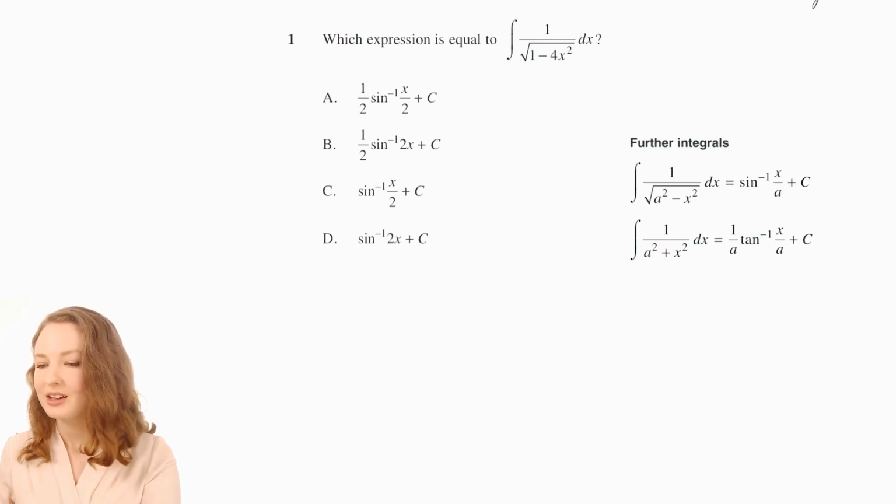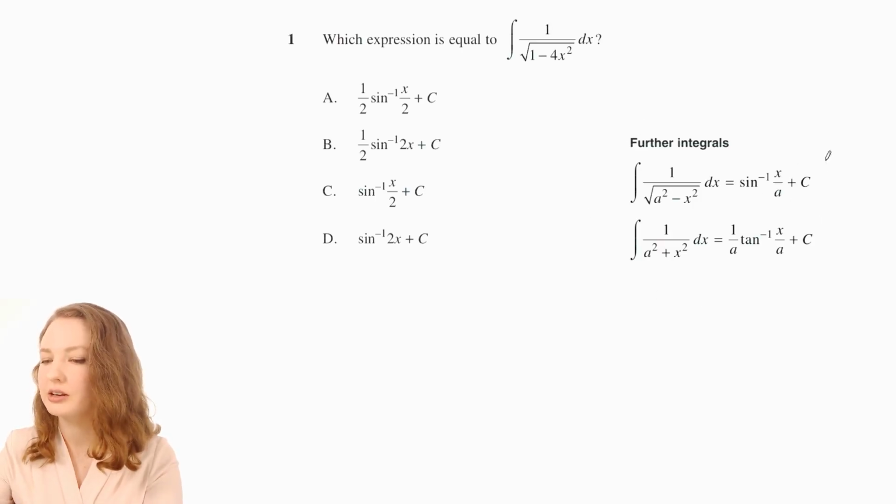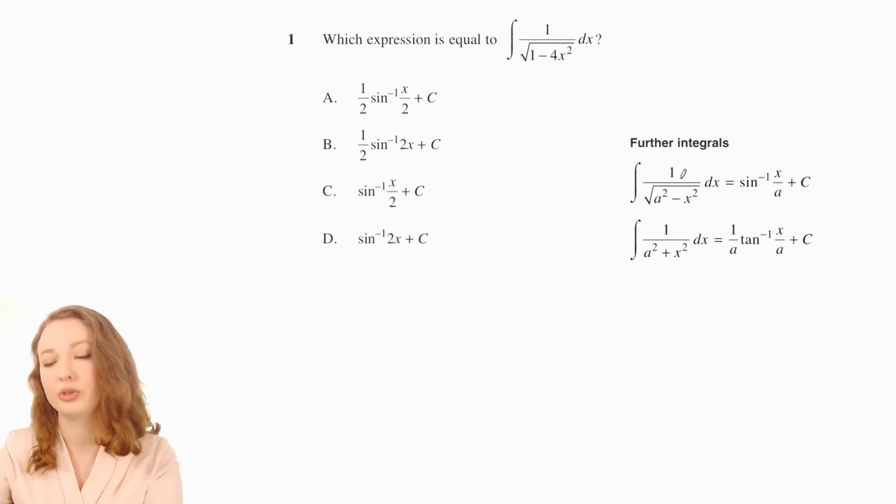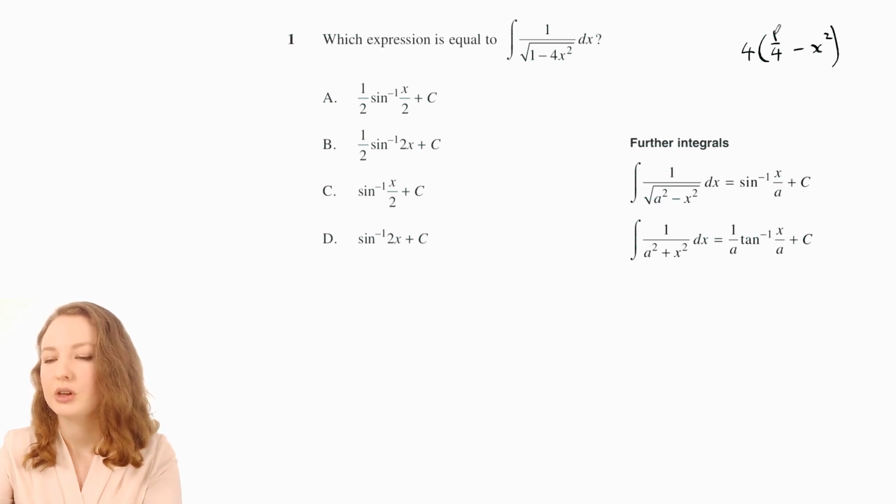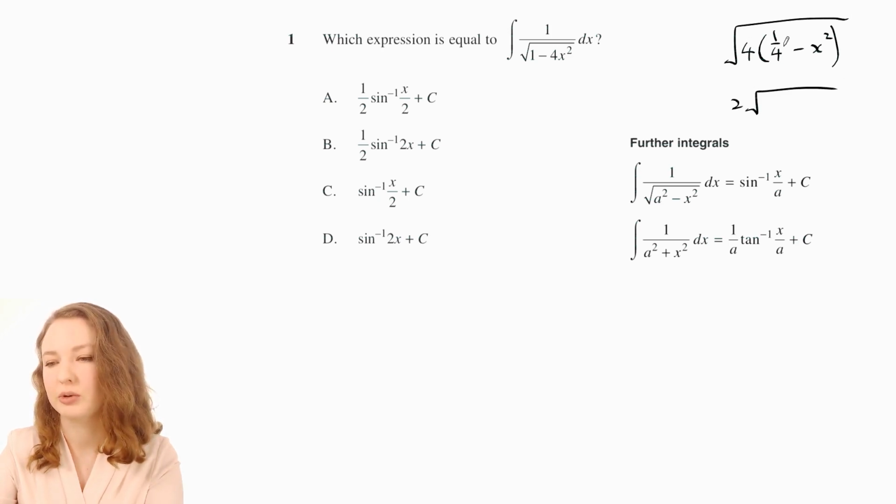Question 1. So this is from the formula sheet, and you can use this to work it out if you want. So we need to get it into that sort of form where there's no coefficient on the x squared. So what you could do is think of the 1 minus 4x squared as being 4 times a quarter minus x squared. And then we've got the square root of that. So you can split that up into the square root of 4, which is 2, times the square root of this. And then that quarter, since we want it in the form a squared, I might write it as a half squared.